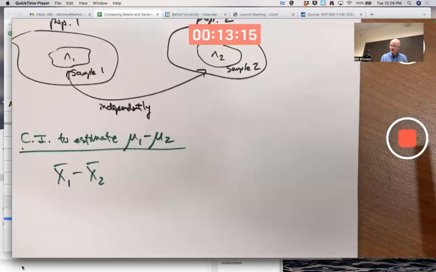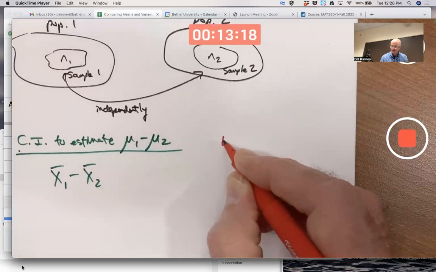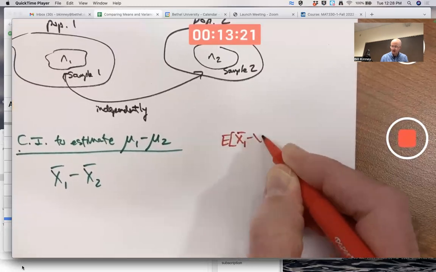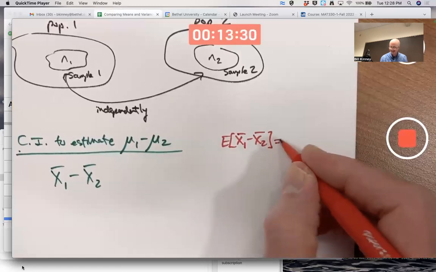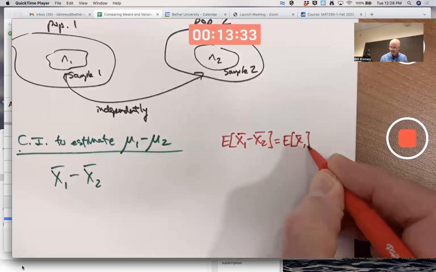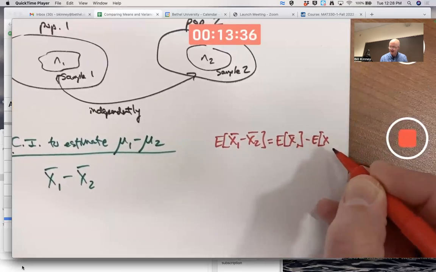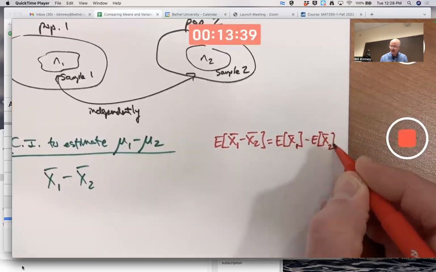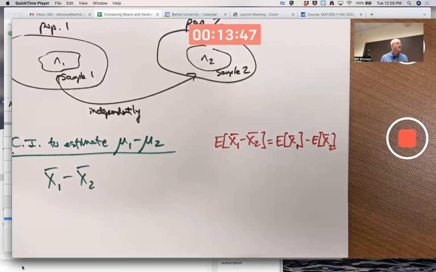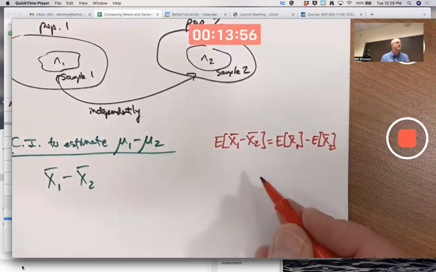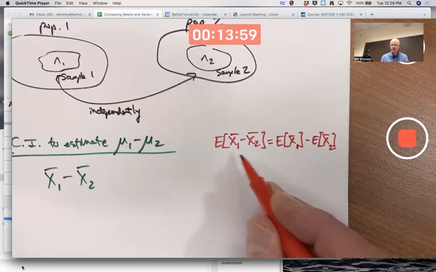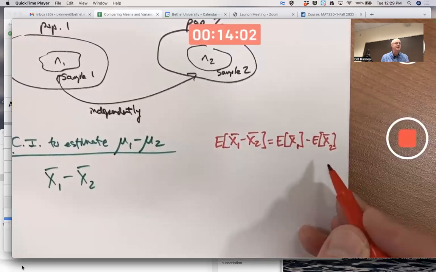What's its mean? Let's do a little side calculation. What's the expected value of X1 bar minus X2 bar? You would hope it's mu1 minus mu2. Is that the case? Yeah. Because you can do this. We can say it's the expected value of X1 bar minus the expected value of X2 bar. Why can we do that? It's a one-word answer. Starts with an L. Linear. I say linearity. Linearity of the expected value operator. Like a derivative. A derivative of a difference is the difference of the derivatives. Here, the expected value of a difference of two random variables is the difference of the expected values.